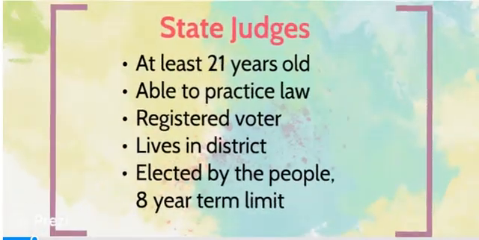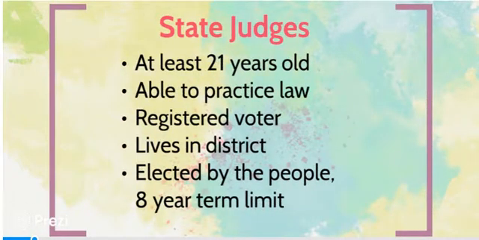All right, next up we're going to talk about state judges, going down the line here. To be a state judge, look at all these qualifications. Compared to the federal judges, state judges have 5 qualifications. Federal judges have 0. You got to be old enough to hold your liquor. You must be able to practice law. A crazy concept. If you're going to interpret the law, you need to know what it says.